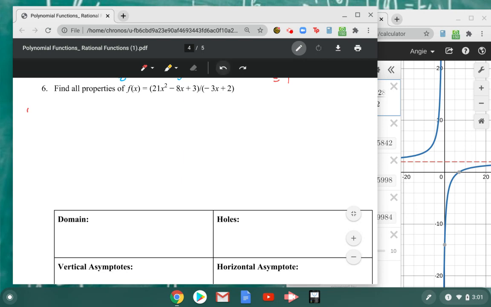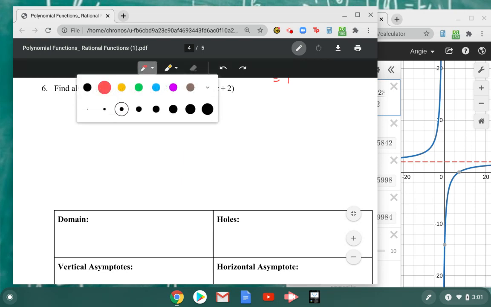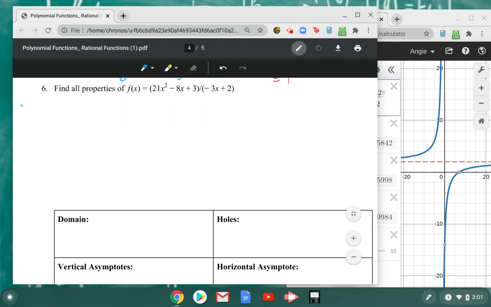Let's do blue. So I'm going to go ahead and start this with factoring. So f of x is equal to, there's nothing to factor in the denominator, negative 3x plus 2. Let's put the numerator together.